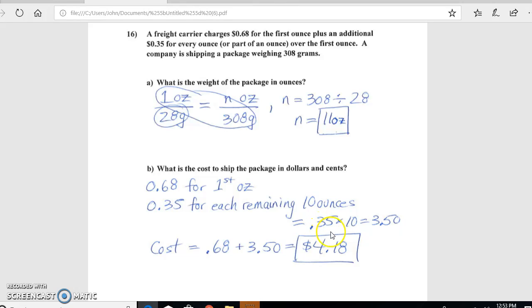35 cents for each ounce for 10 ounces is going to be 0.35 times 10, which is going to be $3.50. So we're going to need to add these two together for the total cost. The cost of the first ounce is 68 cents. The cost of the remaining 10 ounces is $3.50, and the total is $4.18.